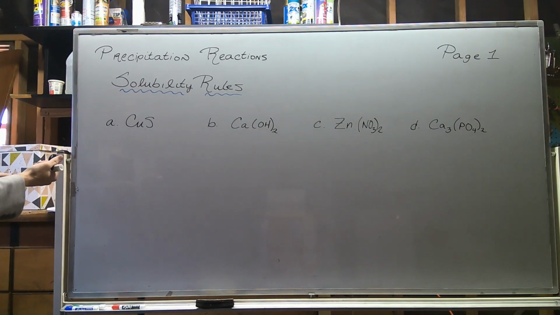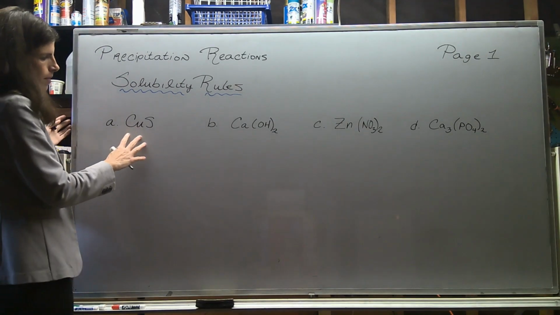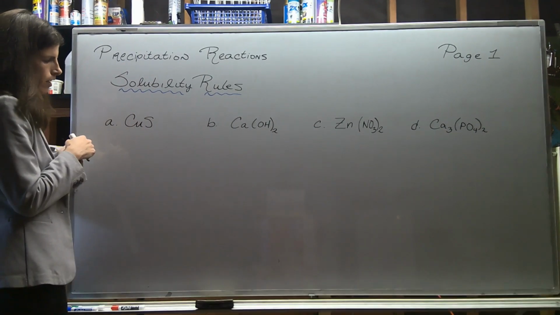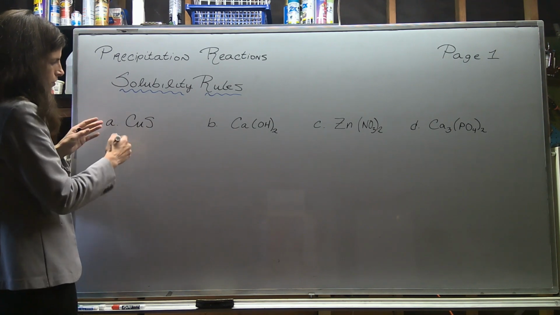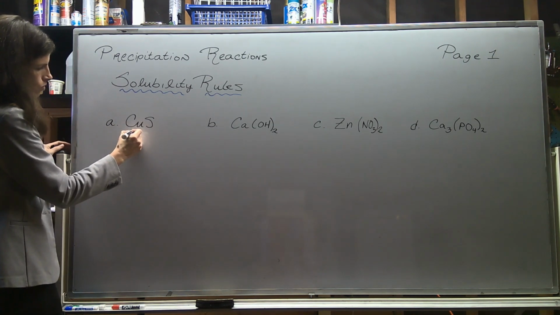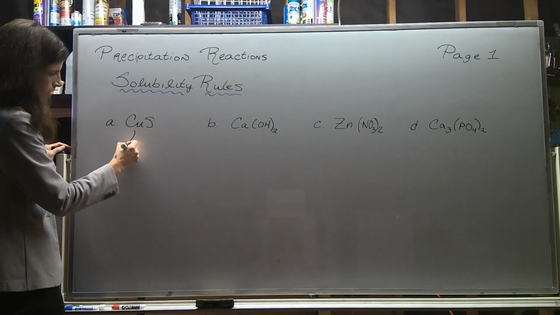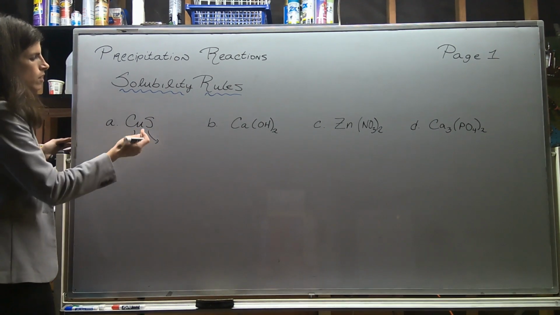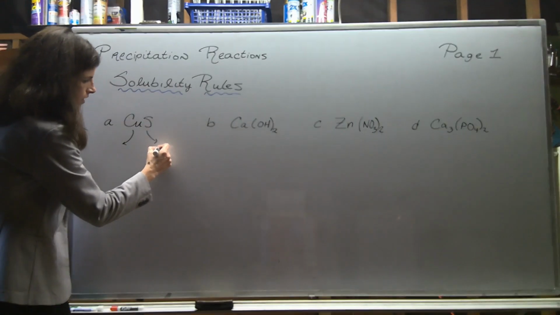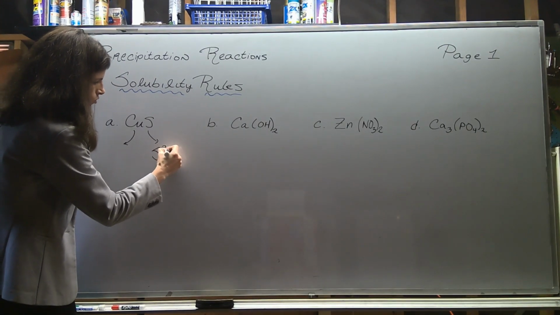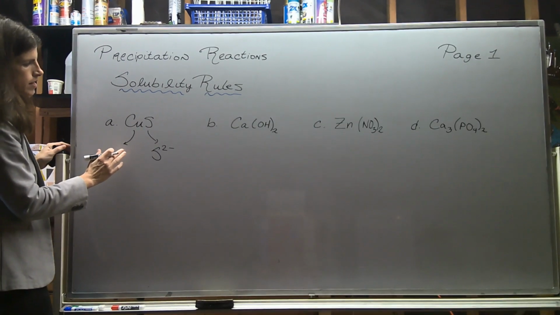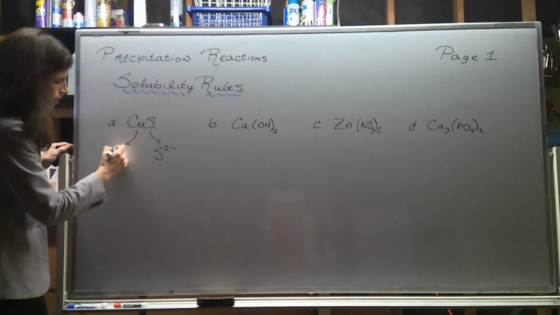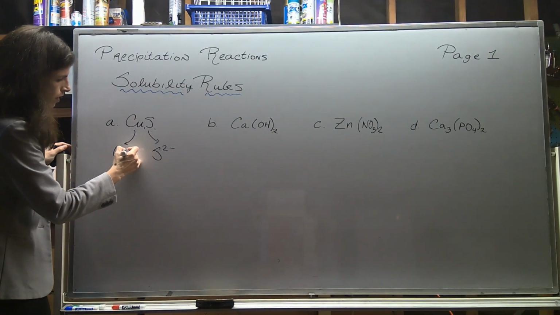So how this works is you'll be given a compound or you'll predict what the compound looks like. And then you have to break the compound into its ions. So here, copper is a transition metal, so I just don't know. But sulfur is in group 6, so I know that it's going to be S2 minus. And since it combined in a 1-to-1 ratio with sulfur, that tells me I'm dealing with copper 2+.